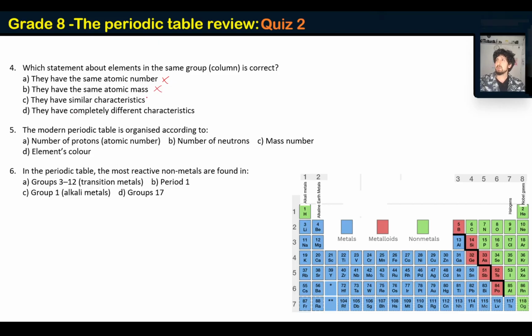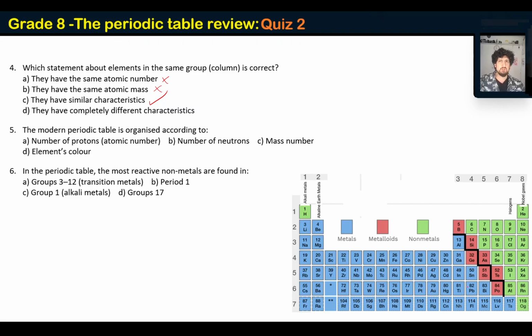What about similar characteristics? Absolutely. Remember what we said about alkali metals? We said that they're all highly reactive and they're all in the same group. They're all in the same family. They're all in the same column. What about alkaline earth metals? Well, guess what? They have similar properties as well.